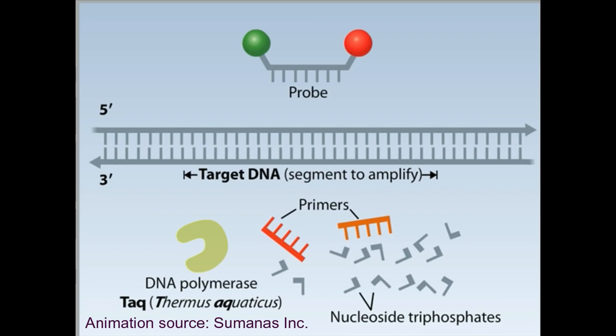The probe contains two fluorescent dyes, a reporter dye on the 5' end and a quencher dye on the 3' end. When the reporter is excited by light, it transfers its energy to the nearby quencher. This process of energy transfer, called fluorescence resonance energy transfer or FRET, prevents the reporter dye from emitting that light.